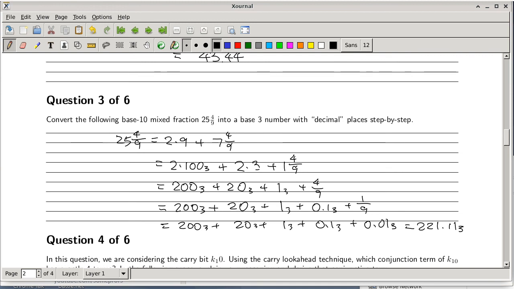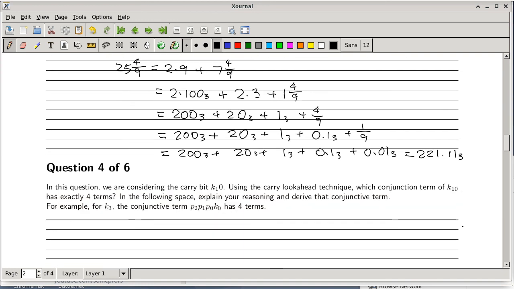So your question may be different. I cannot remember how many variations of this question I have. Are we good with this one? Okay, all right, excellent. Question number 4.